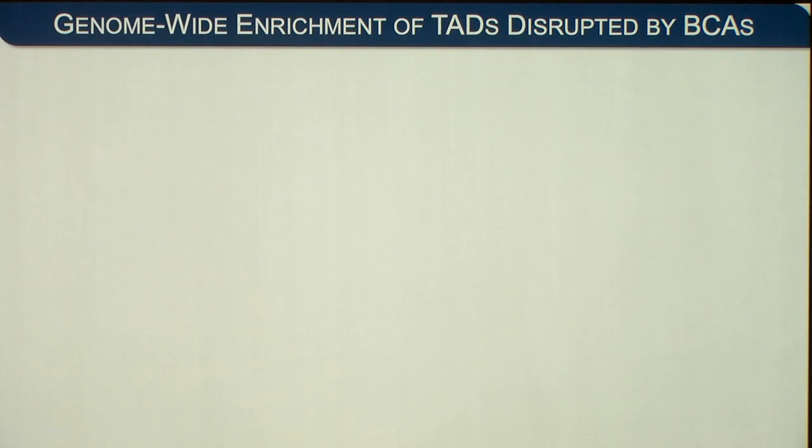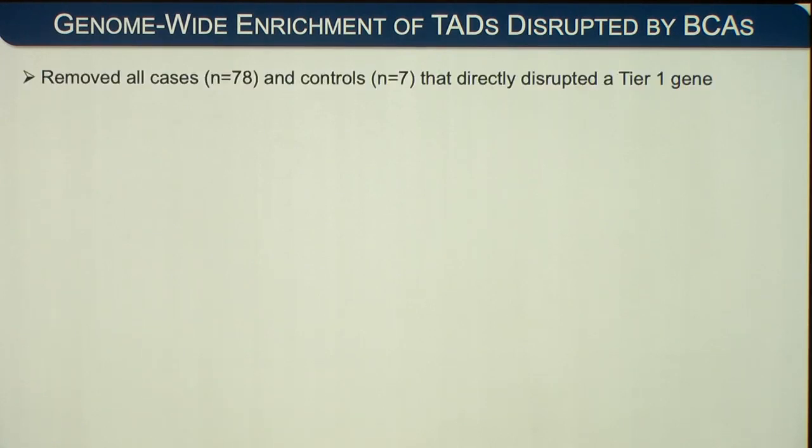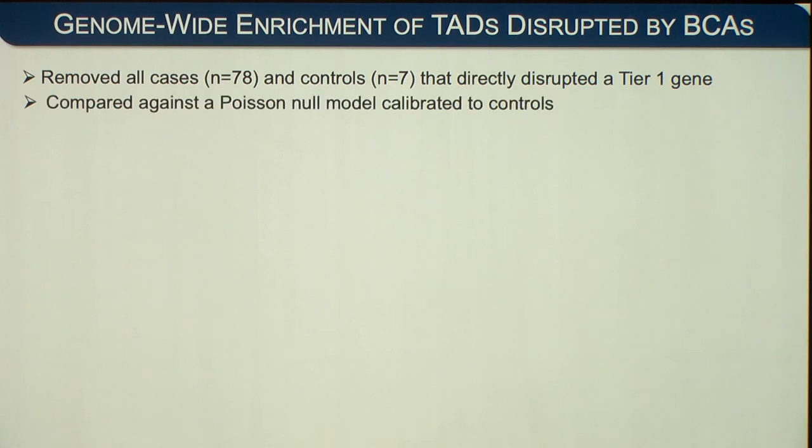The next question we wanted to ask with this larger data set was, are there any TADs with an accumulation of BCA breakpoints beyond what we would expect by chance? The first step was to remove all of the cases and controls that directly disrupted a known disease gene, since we considered these to be solved. Despite having the largest BCA cohort in the world, we're still fairly underpowered to perform direct case control comparisons. So we calculated a p-value for each TAD based on the number of cases that disrupted that TAD compared to a Poisson null model that was calibrated to the controls.